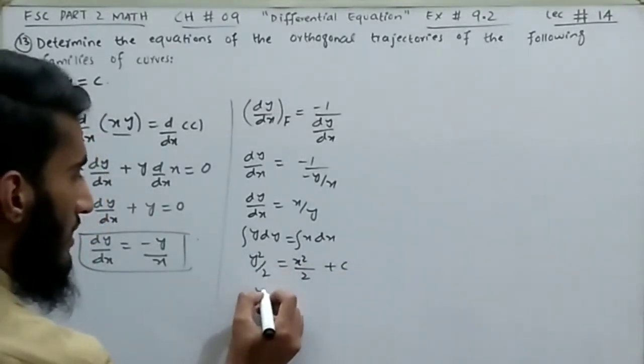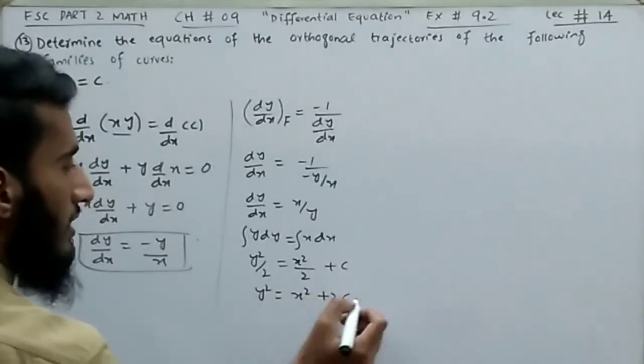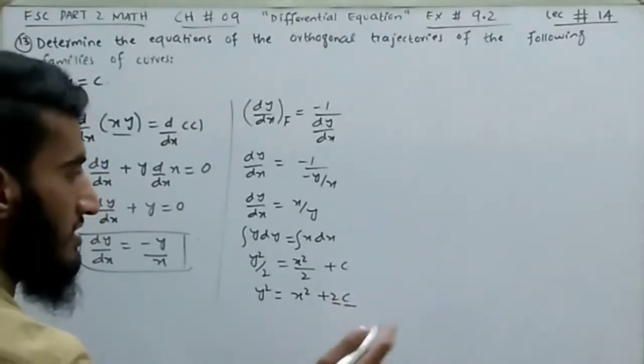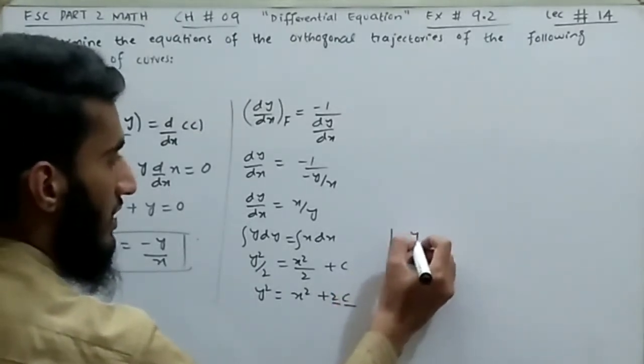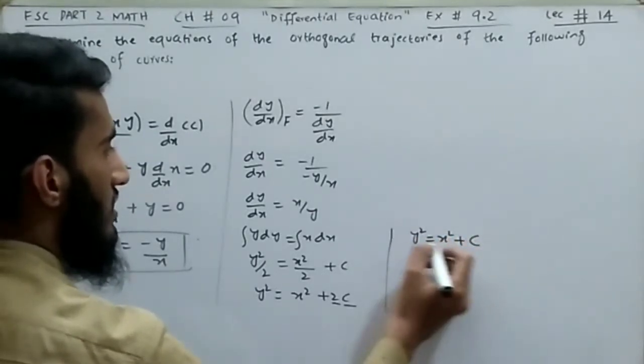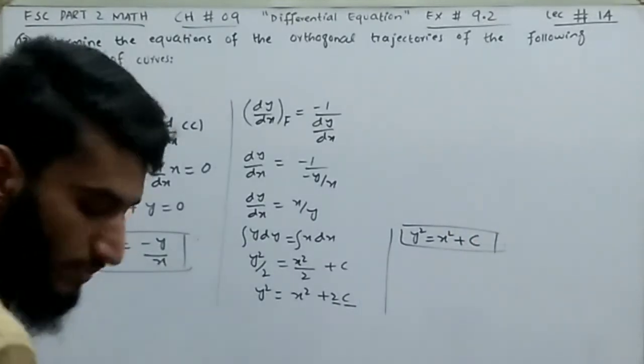Multiply 2 to both sides, it becomes y square equal to x square plus 2c. Now c is a constant and 2 is also a constant, so a constant multiplied by a constant still gives a constant. So the required answer can be written in this form: y square is equal to x square plus a constant c. This is the required equation of the orthogonal trajectories.